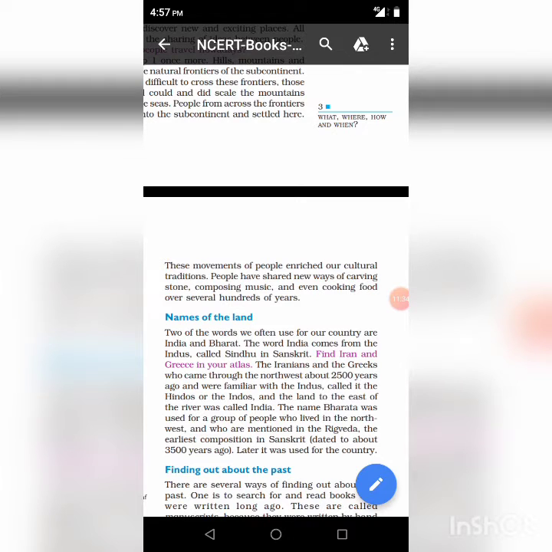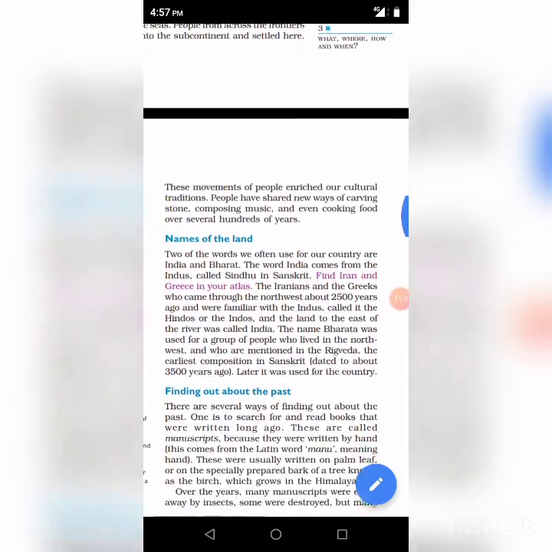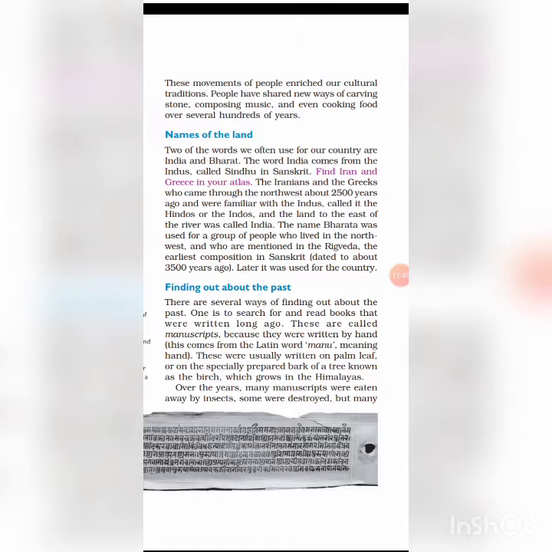Now the topic is the name of the land. How was our India formed and how was the name formed? Two words we often use for our country are India and Bharat. The word India comes from the Indus, called Sindhu, the Sindhu river, which is located in Pakistan and arises from the mountain ranges of Jammu and Kashmir. It is a Sanskrit word.